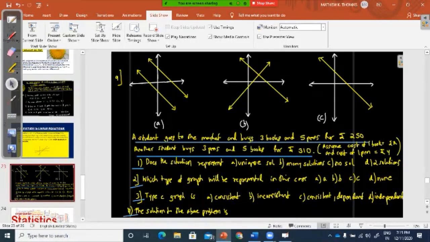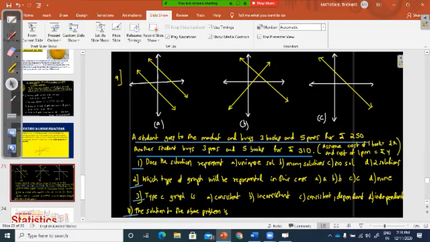What will happen? When you take A1 by A2, you will get 3 by 5. B1 by B2, you will get 5 by 3. A1 by A2 is not equal to B1 by B2. What is happening? It's a unique solution. Have you understood this? Have you understood why the order is important? Yes, unique solution.